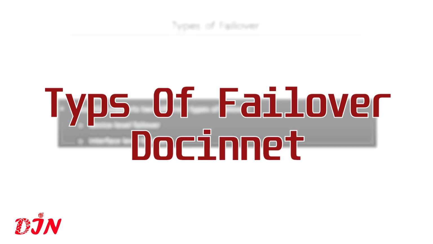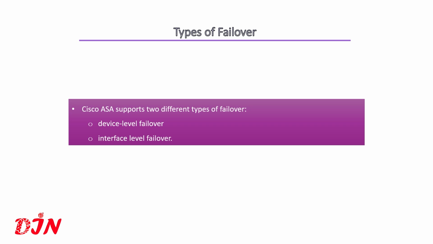Follow today's video. Today's video is about types of failover in Cisco ASA. Okay, let's go. Types of failover. Cisco ASA supports two different types of failover: device level failover and interface level failover.